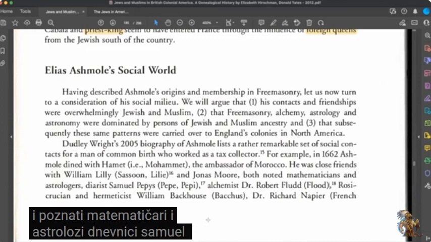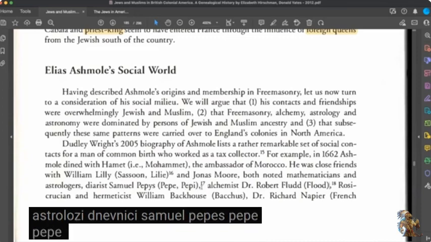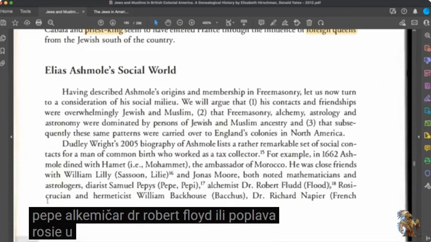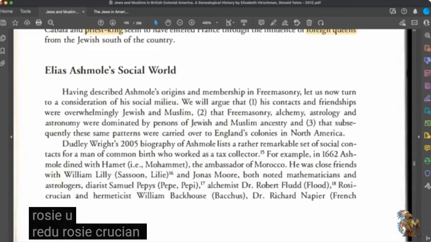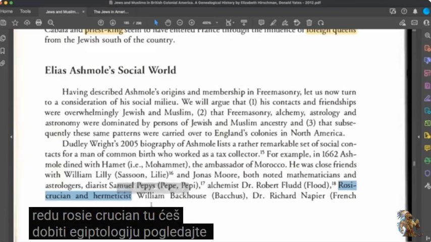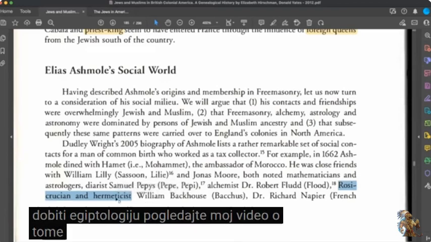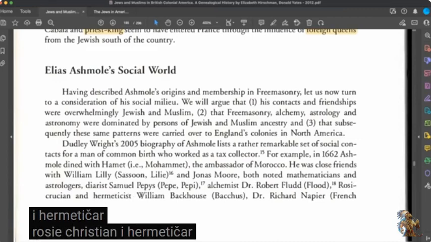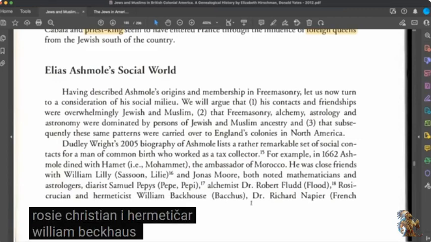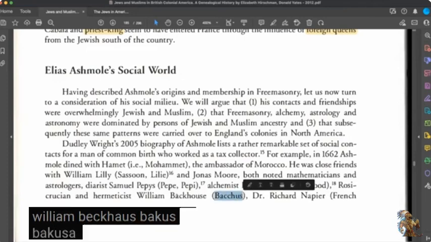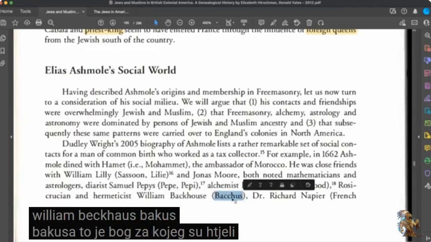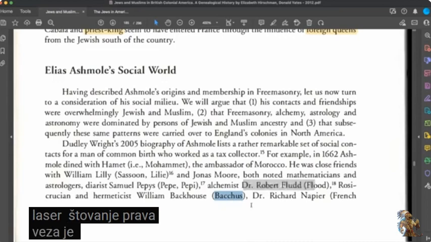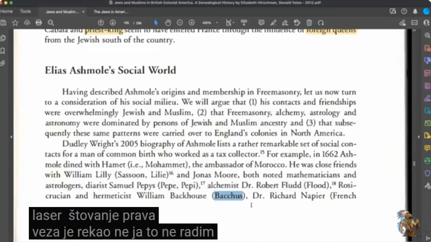Diarist Samuel Pepys, alchemist Dr. Robert Flood, Rosicrucian. All right, Rosicrucian, that's where you get Egyptology. Check out my video on that. And hermeticist William Backhouse. Bacchus. That's the god they wanted Eliezer to worship, right? Eliezer said, no, I ain't doing it.